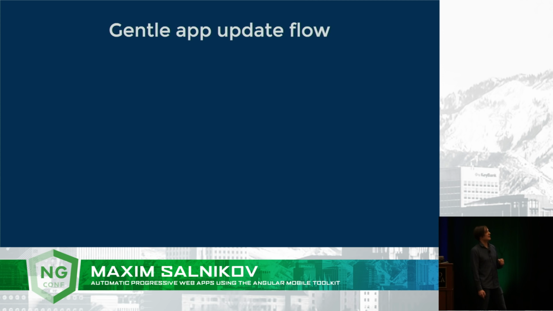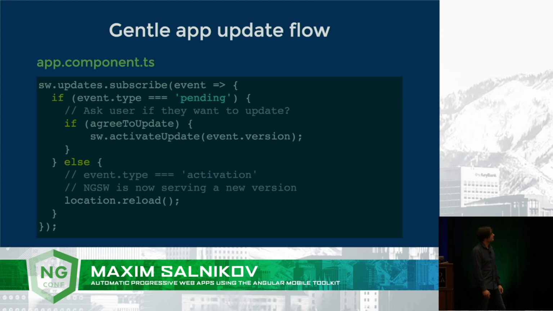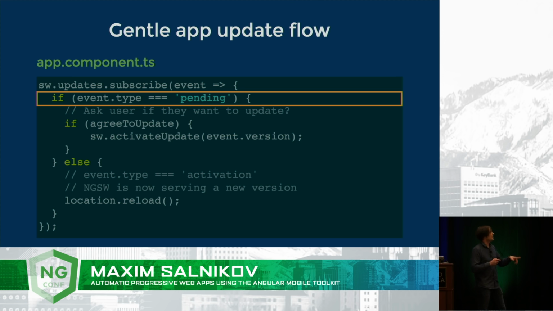For example, we could implement a really gentle update flow. What do I mean by this? We can subscribe our application to listen to service worker updates. And if a newer version of our application comes, it will issue an event with type pending. What can we do at this moment? We can ask the user, are you OK with updating the application to a newer version? It's a really good idea to ask because the newer version of the application may have a totally different experience, design, whatever. It's just a new version of the application.